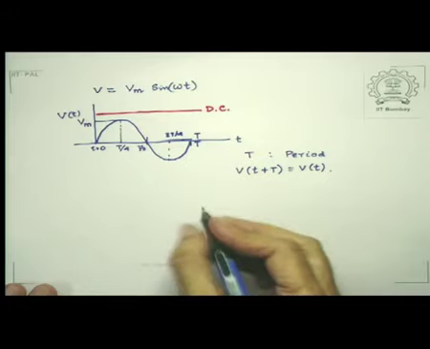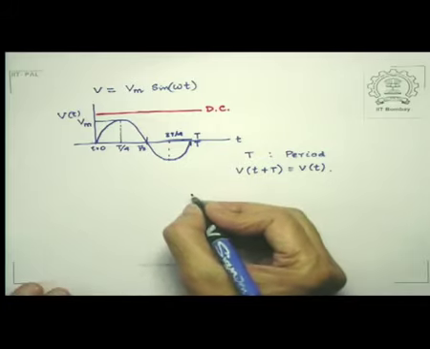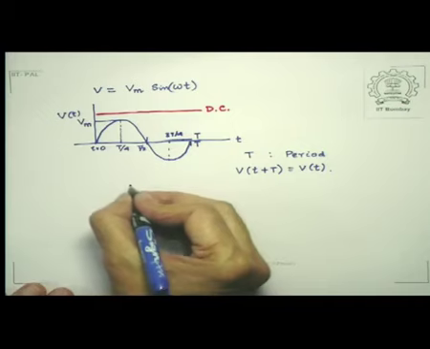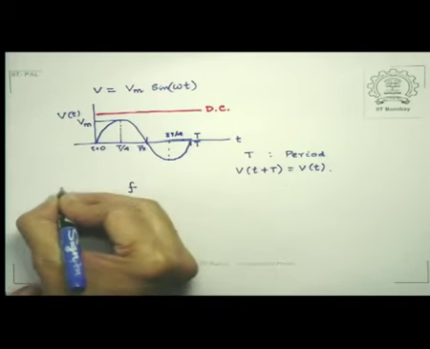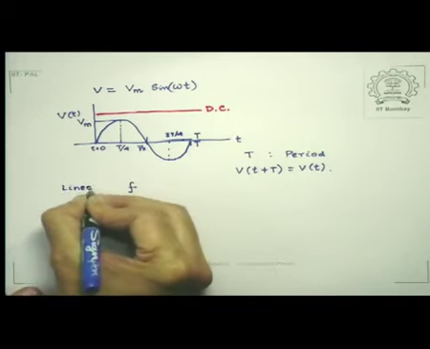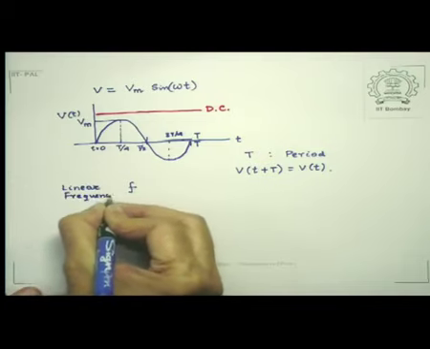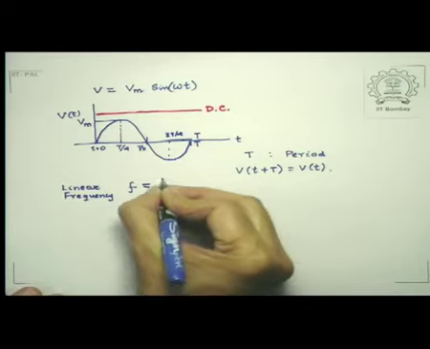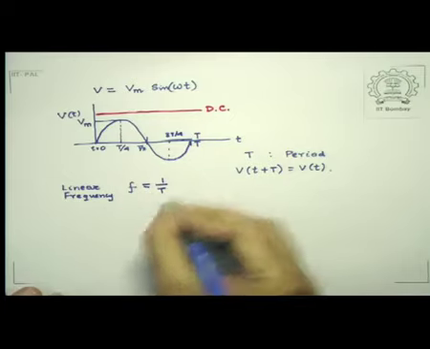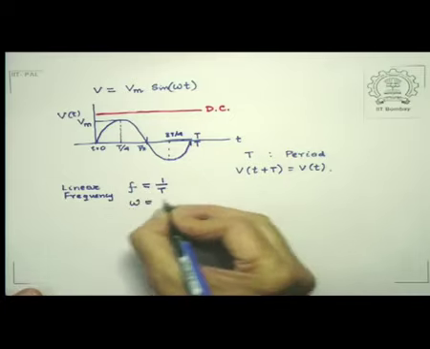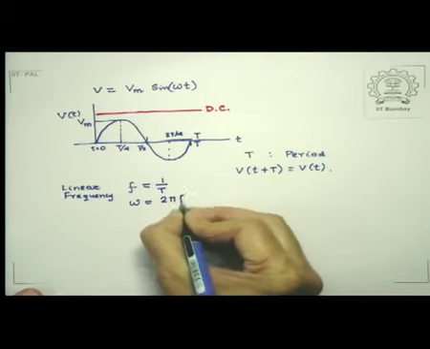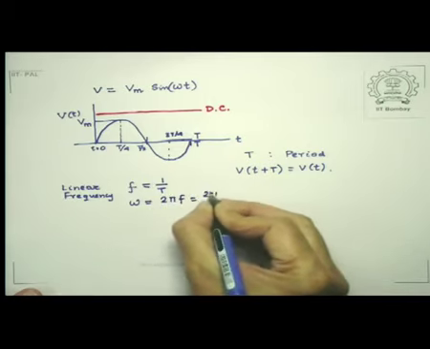Now this omega is related to the linear frequency. Remember the linear frequency f is equal to 1 over T, and omega then is 2 pi times f, which is equal to 2 pi over T.